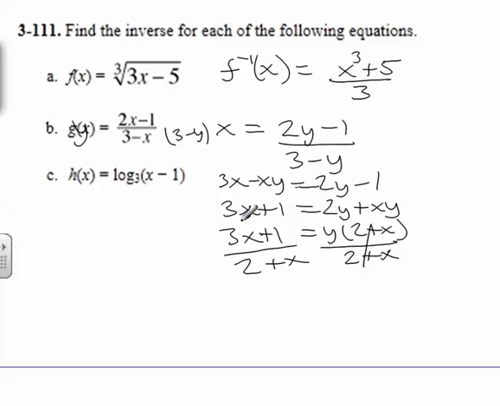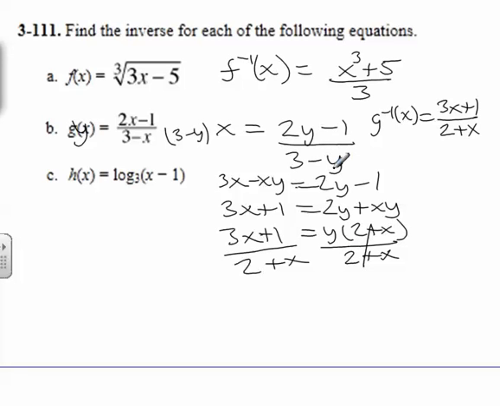And so here's our inverse. The inverse function of g is 3x plus 1 over 2 plus x. Now, it looks like some numbers switched around and some signs switched around. It's too dangerous to kind of look for a pattern and see. You need to know how to do this process.